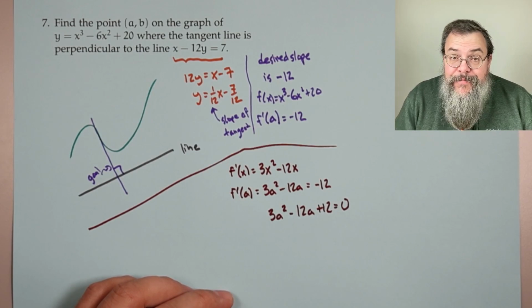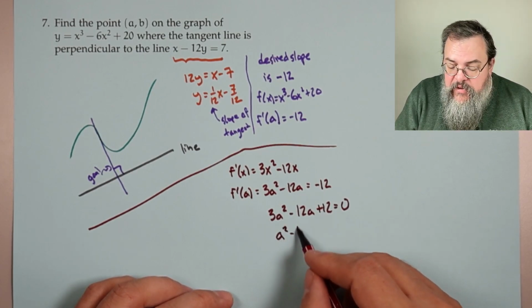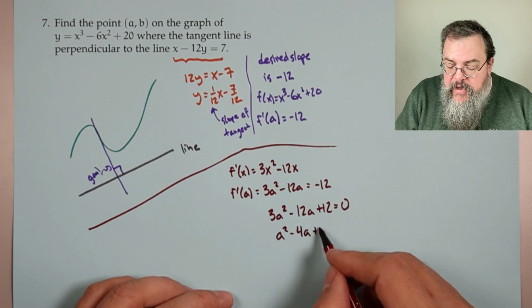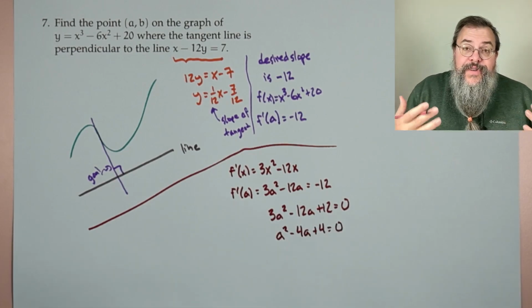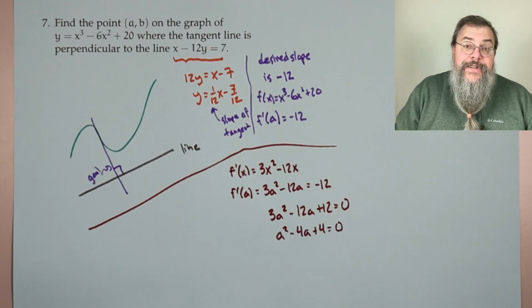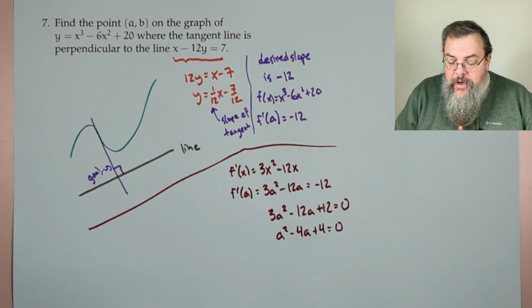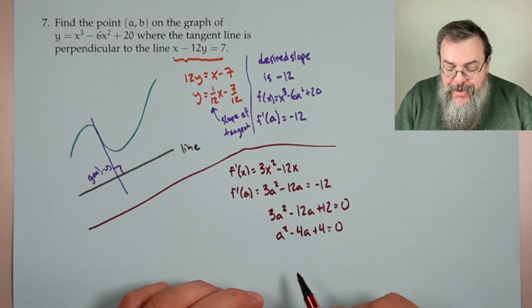Everything has a 3. So let's divide out by 3. If you see common factors, it's nice to get rid of them because it makes it a little bit easier to spot what's going on. And now we say, okay, when does this equal 0? Does it factor? And does it factor nicely? Well, it looks like it does factor, actually.